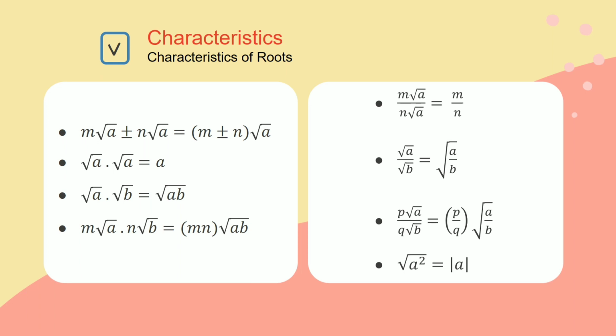Next, the square root of a over the square root of b is equal to the square root of a over b. Next, p times the square root of a over k times the square root of b equals p over k in the brackets times the square root of a over b. And last one, we have the square root of a squared is equal to the absolute value of a.